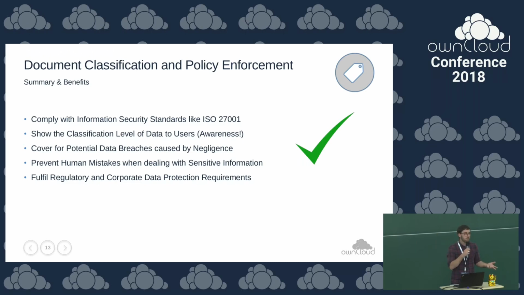Also human mistakes, which can happen. Everybody makes mistakes all the time, which is quite normal, but you can have a feature to prevent it, to make really sure that human mistakes can't happen because the software prevents it. And with that, you can fulfill regulatory and corporate data protection requirements, and ensure that you're dealing with the information you have in the right way.